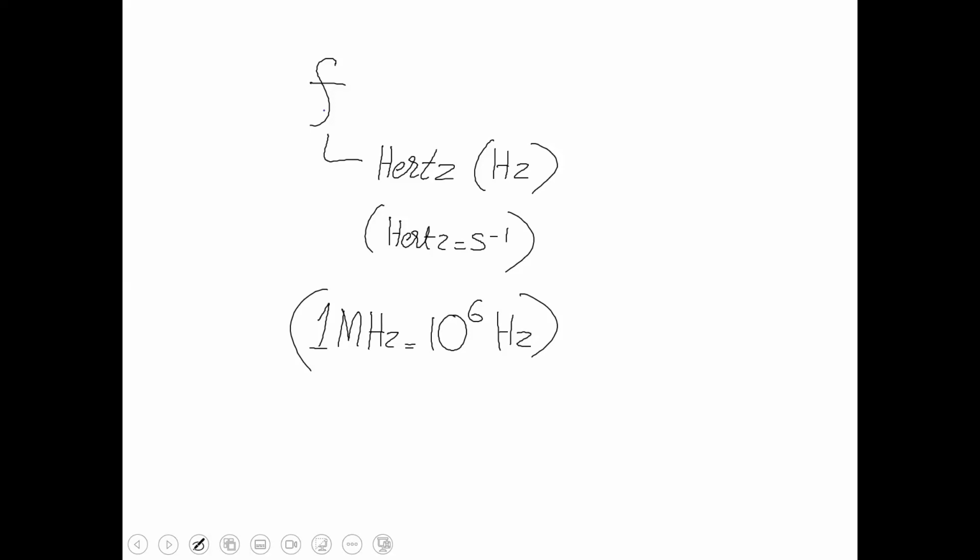Look at the unit. The unit of frequency is hertz. 1 mega. Mega means always 10 power 6. You have to remember these prefixes. And 1 megahertz is equal to 10 power 6 hertz. So learn all the prefixes. You have to copy this.